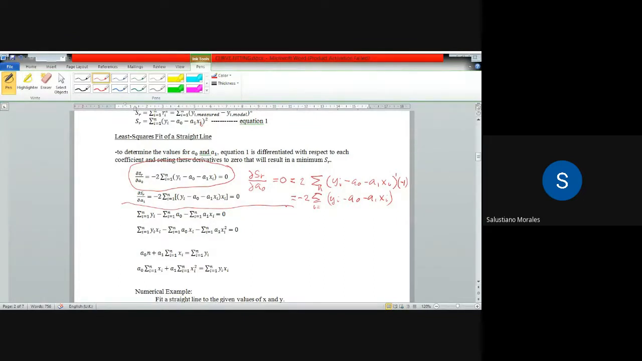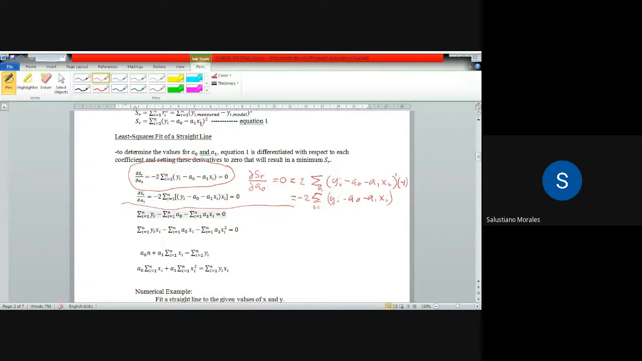So, in the first equation, if we cross multiply, 0 divided by negative 2 will become 0. So the negative 2 is removed. What remains is the summation of y sub i. We just distribute the summation, where all the i should be counted from 1 to n. Then minus summation of A0, then minus summation of A1 xi. It should be set to 0.